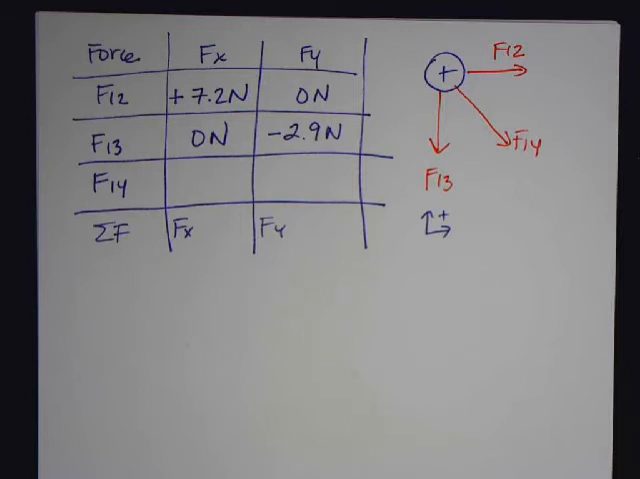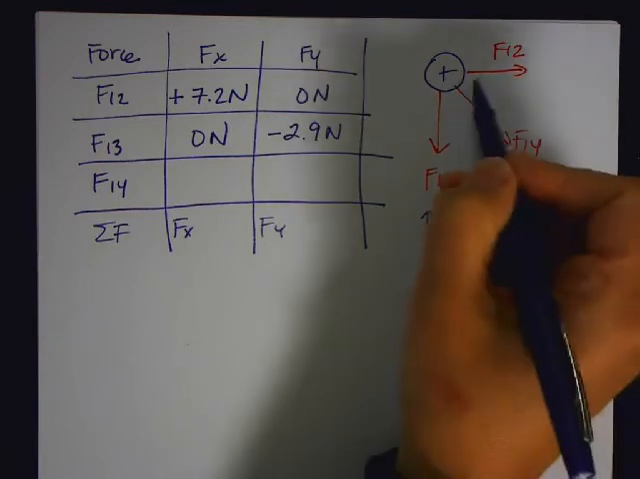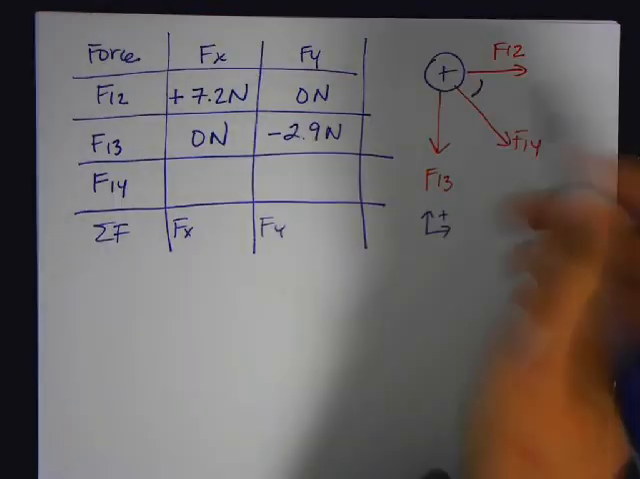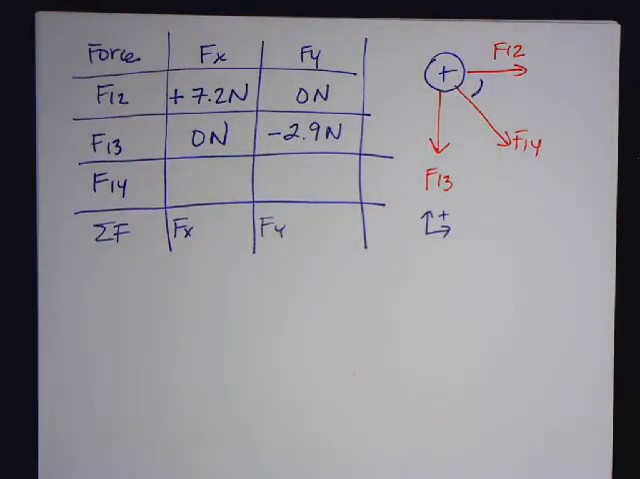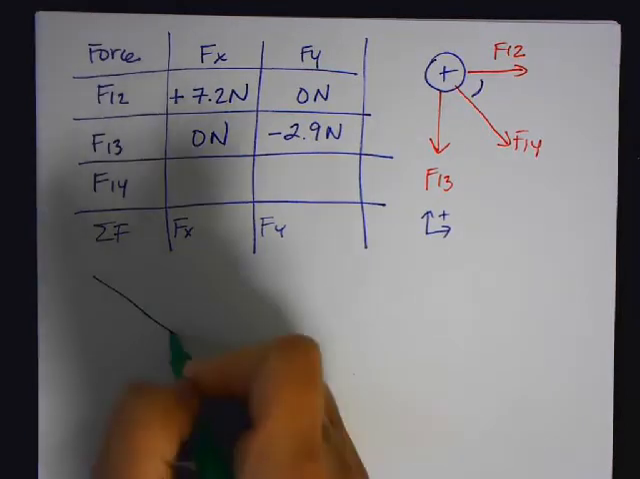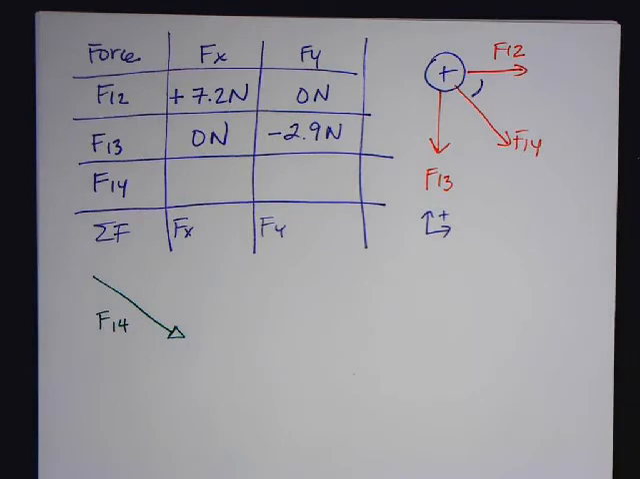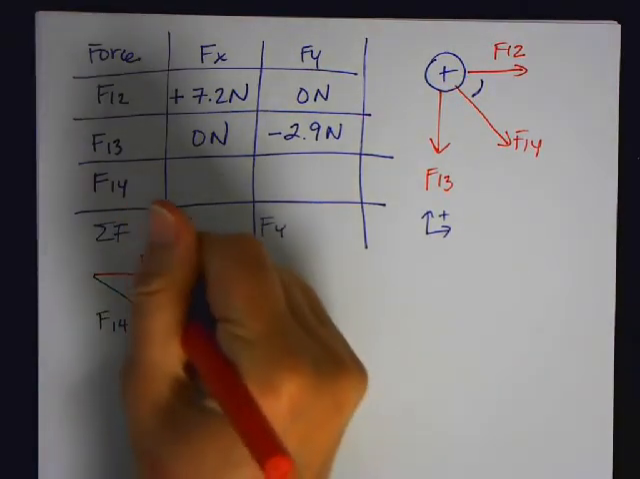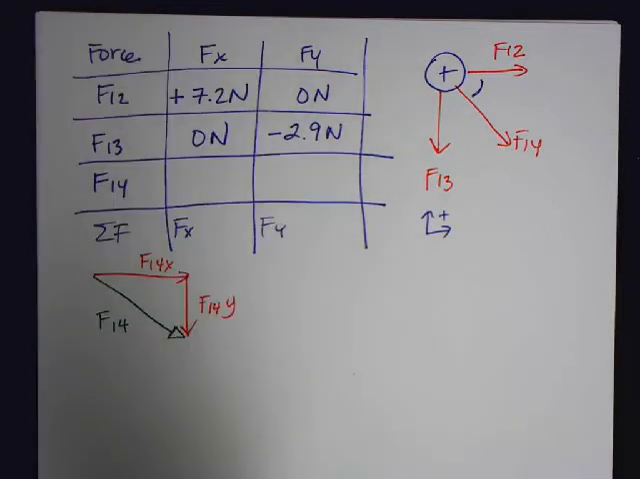Now, because this is F14, because this was an isosceles triangle, what is this angle here? It's 45 degrees. So now, let me just draw it to the side. This is F14. We know the magnitude of that force, but now I want to find the horizontal, F14x, and F14y. I want to find the horizontal and vertical components of that.